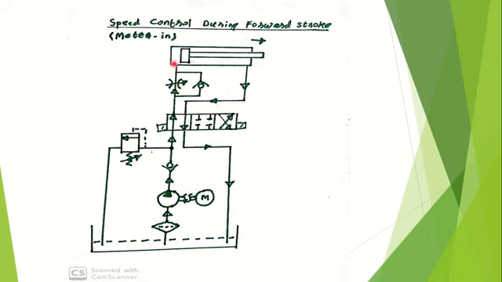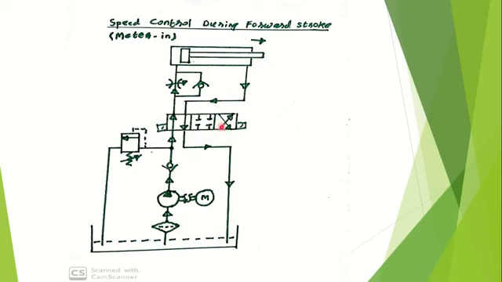This is the rear end of the cylinder, and this is the front end of the cylinder. So when the fluid enters into the rear end of the cylinder, the piston moves in the forward direction, whereas here where the fluid is trapped, it connects to drain via the direction control valve.